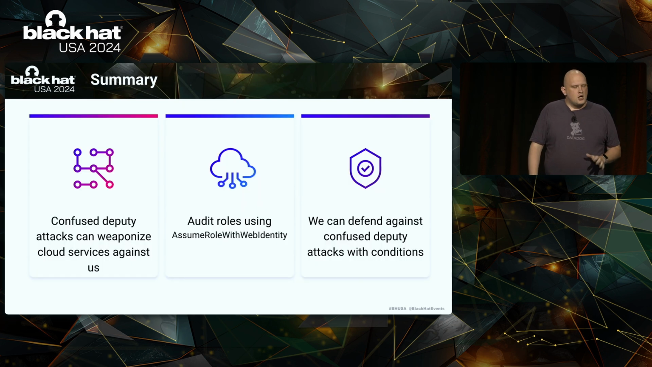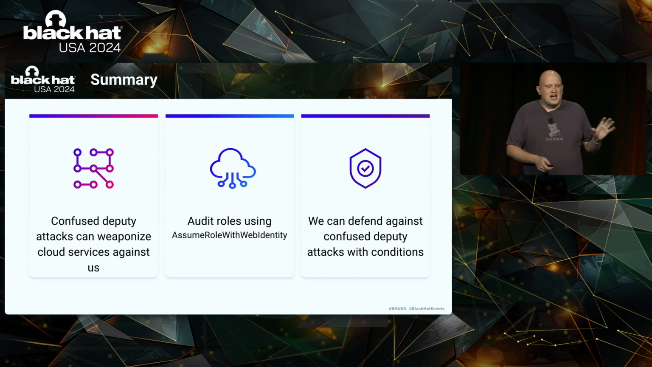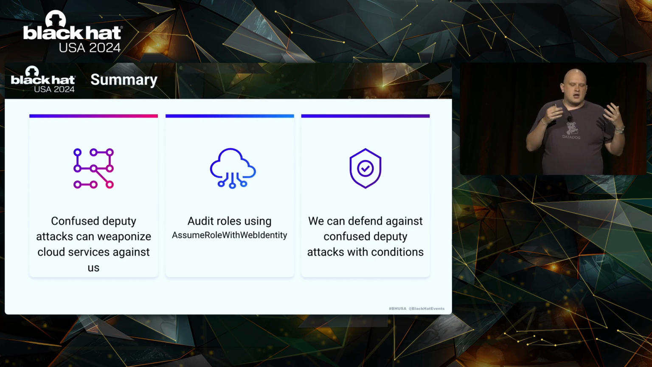So in conclusion, we took a look today at how confused deputy attacks can weaponize cloud services against us. We took a look at assume role with web identity and a very important misconfiguration that could lead your roles to be vulnerable. Again, if you're a heavy AWS user, I strongly encourage you to audit your roles looking for this type of misconfiguration. It's an easy one to make. So easy, in fact, AWS actually made it twice. Additionally, we took a look at how condition statements and condition keys can potentially defend us from confused deputy attacks in AWS.